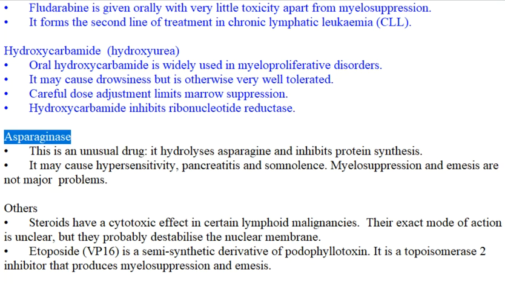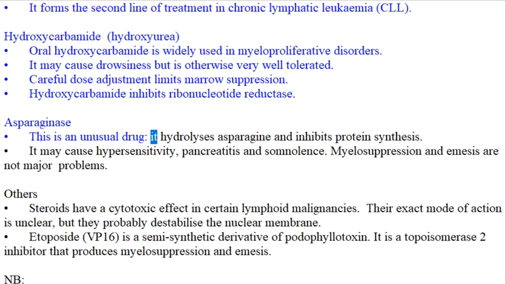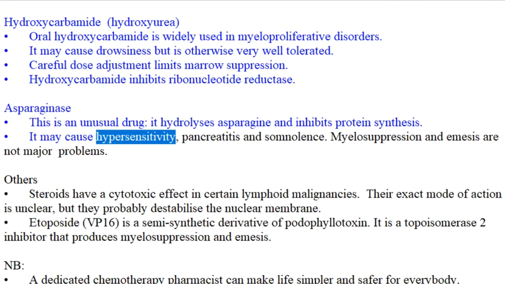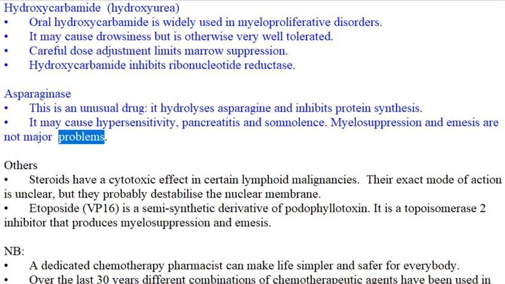Asparaginase. This is an unusual drug. It hydrolyzes asparagine and inhibits protein synthesis. It may cause hypersensitivity, pancreatitis, and somnolence. Myelosuppression and emesis are not major problems.